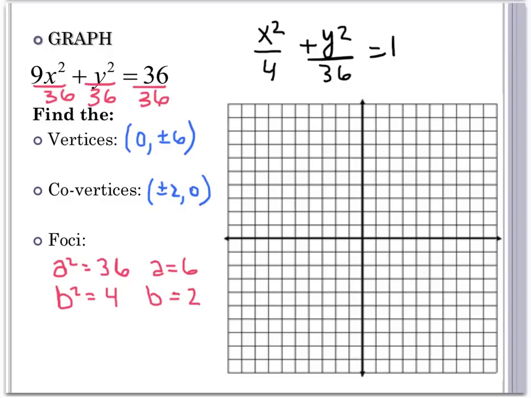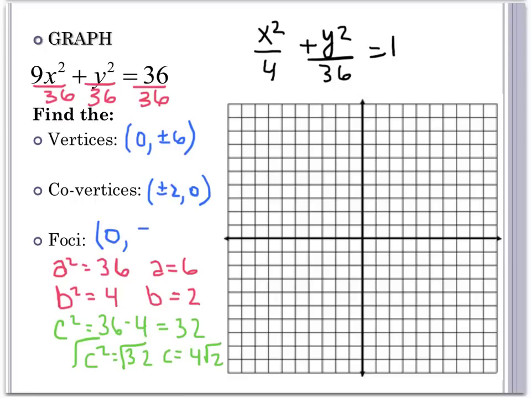So using my Pythagorean relation, a squared minus b squared, so 36 minus 4, which gives me 32. So c squared equals 32, taking the square root and then simplifying the radical, we're going to get 4 square roots of 2. Since my vertices are located on the y-axis, that means that my foci are also on the y-axis. So we're going to be at 0, plus or minus 4 square root of 2. So now I just need to plot all of this information.